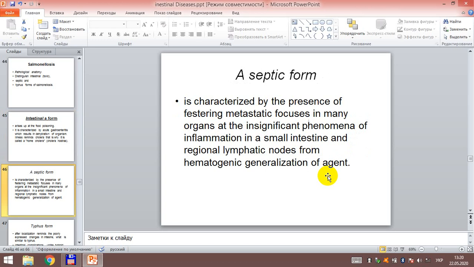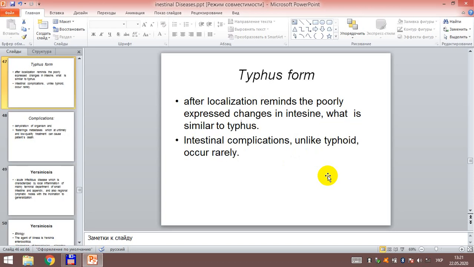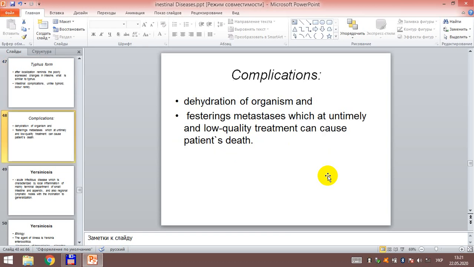A septic form is characterized by the presence of festering metastatic focuses in many organs, as an insignificant phenomenon of inflammation in the small intestine and regional lymphatic nodules, from hematogenic generalization of the agent. The typhus form of salmonellosis reminds of poorly expressed changes in the intestine, which is similar to typhus. Intestinal complications, unlike typhoid, occur rarely. Complications of salmonellosis: dehydration of the organism and festering metastasis, which, with untimely and low quality treatment, can cause the patient's death.